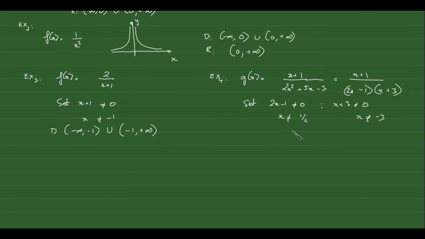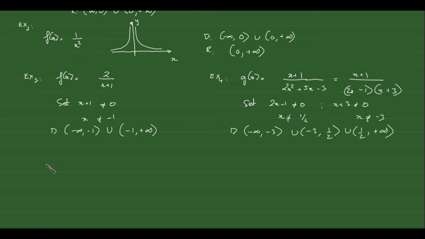And you see that if you put it on the number line, we're going to exclude these two values. So the domain will be what? Negative infinity to negative 3, union negative 3 to a half, and union a half to positive infinity. Okay. That's how you find the domain for a rational function.